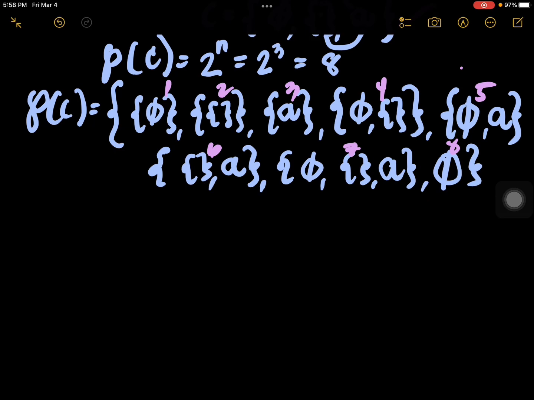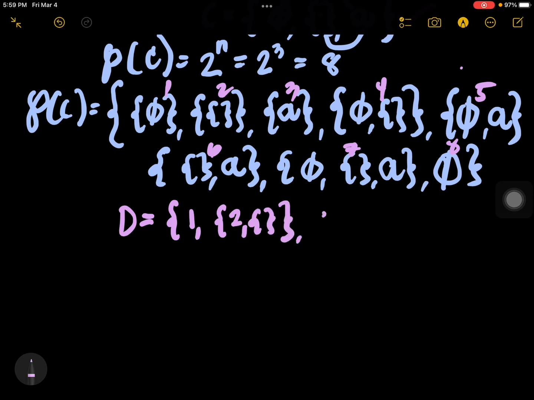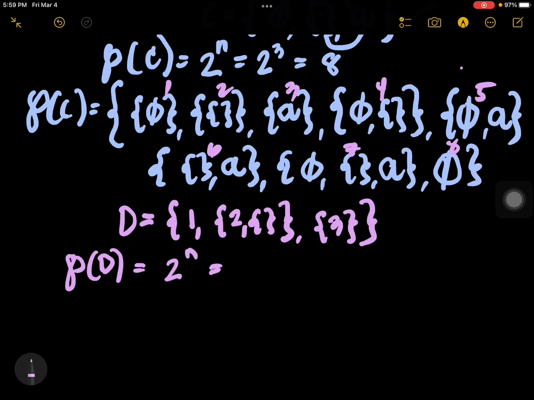Okay, so we have set D. If my set D is this one, I'll just make it more challenging. Okay, then this one, like that. Okay, what is the power set of D? So it's 2 raised to the power of n. What is the cardinality of set D?